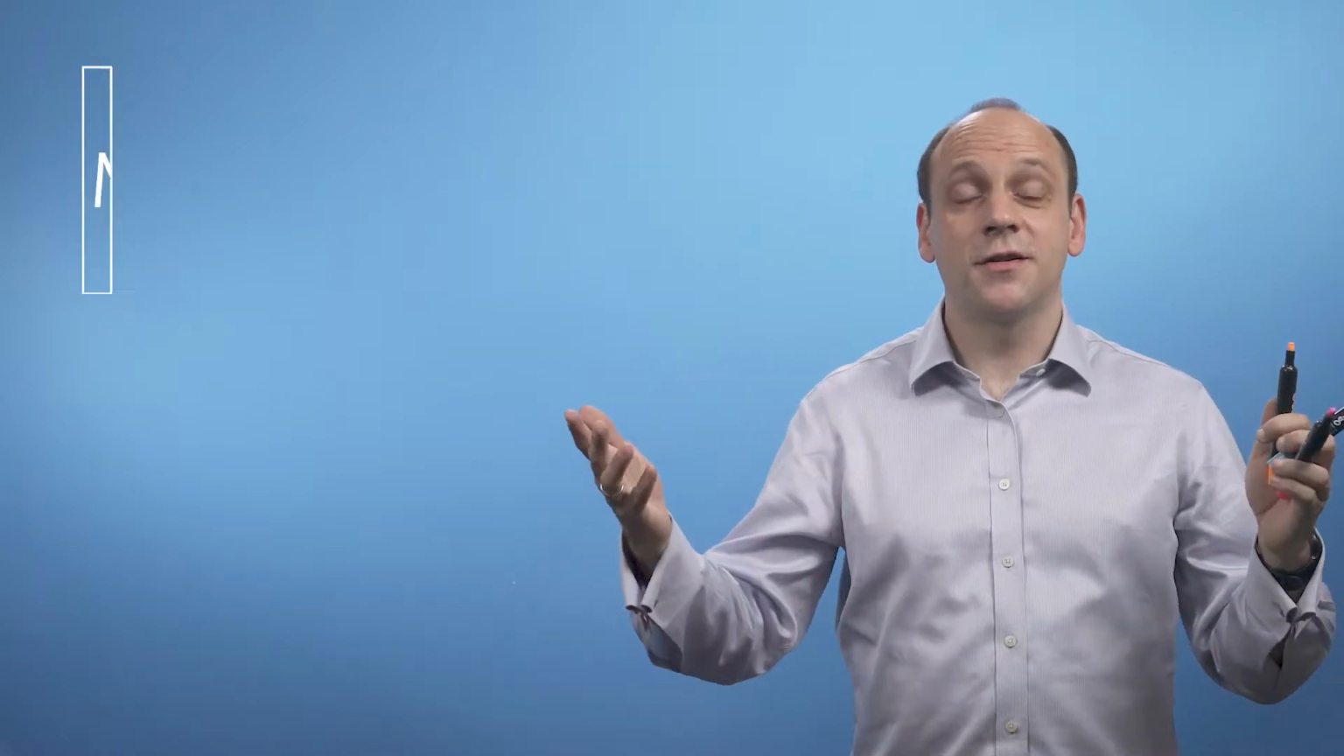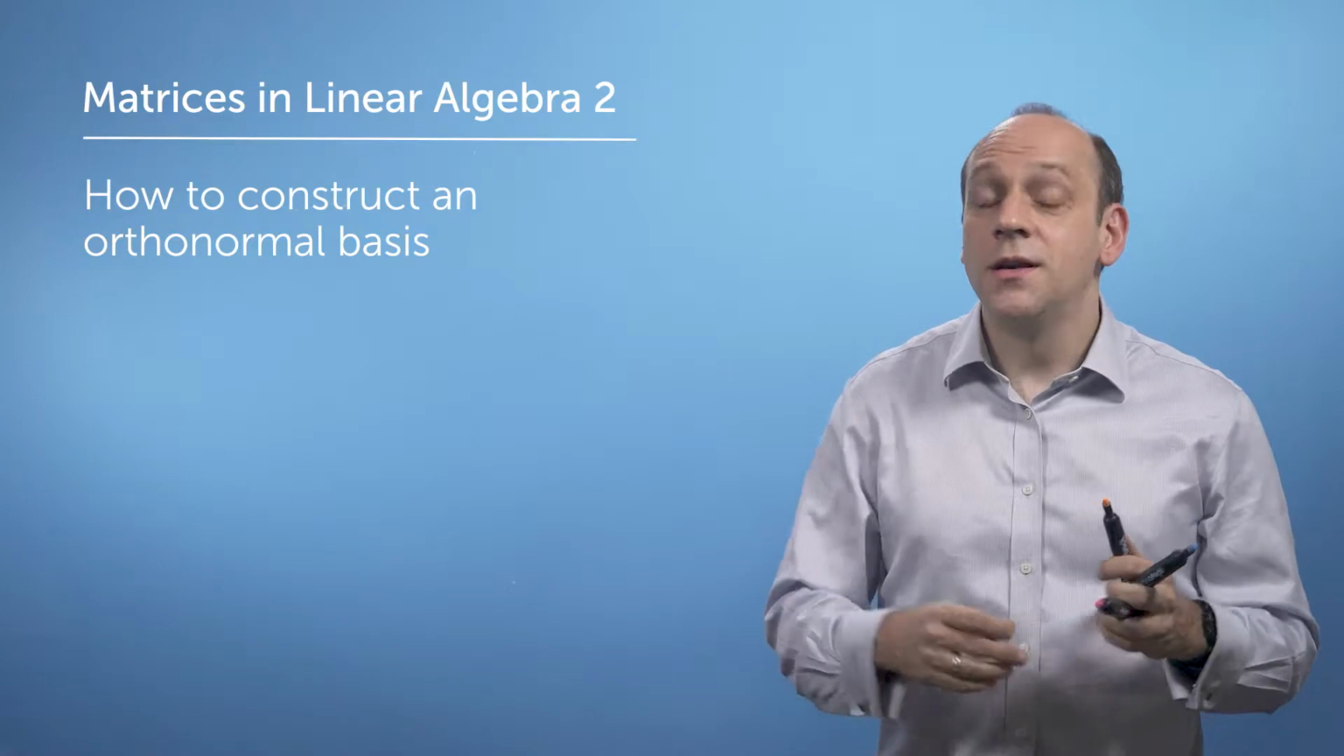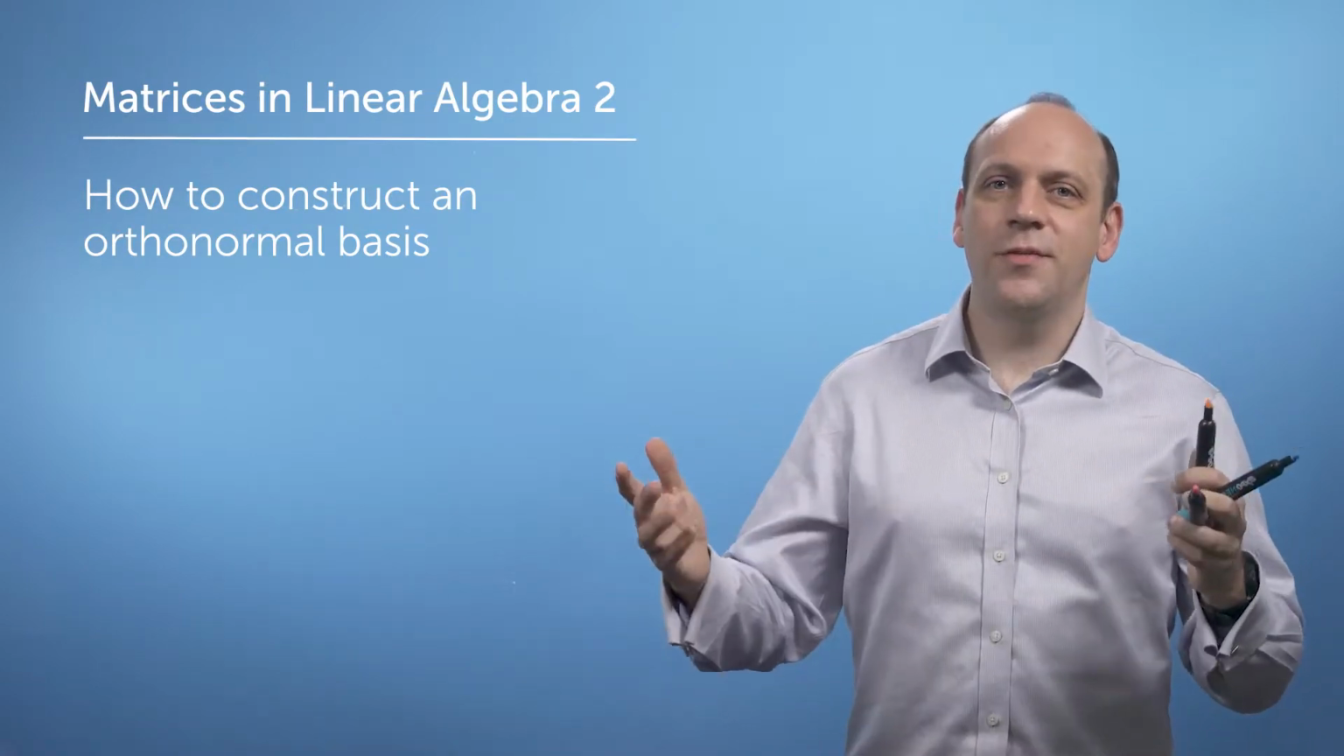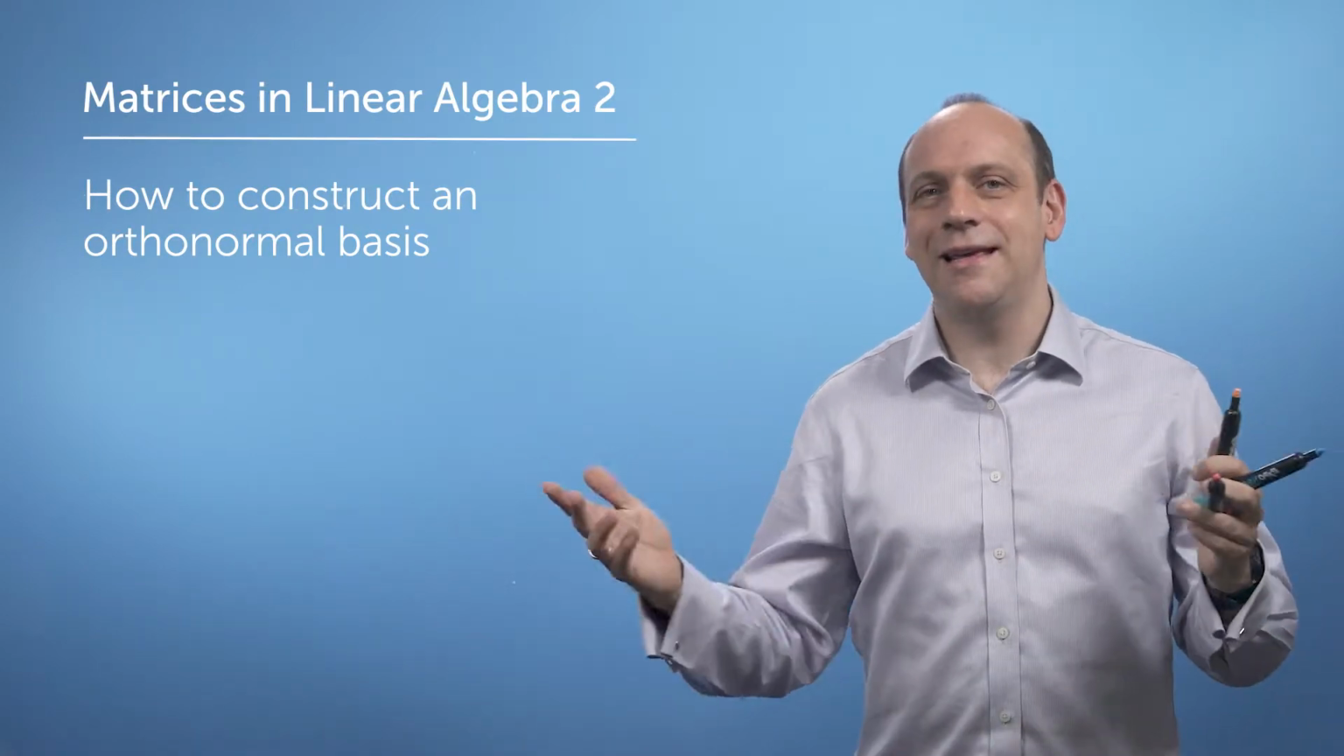We've said several times now that life is much easier if we can construct an orthonormal basis vector set, but we haven't talked about how to do it. So in this video we'll do that, starting from the assumption that we already have some linearly independent vectors that span the space we're interested in.